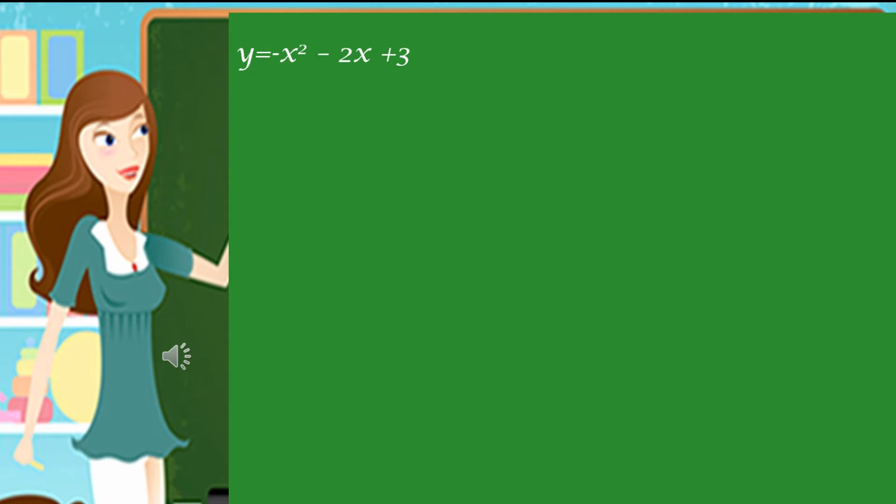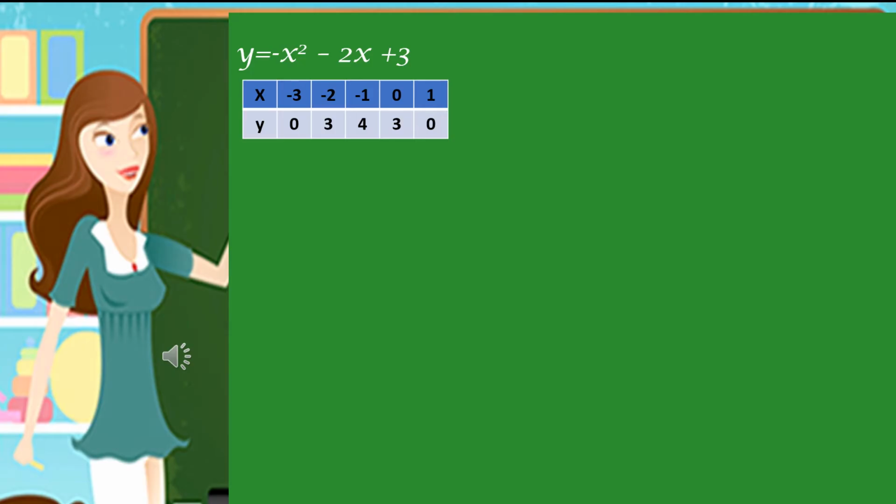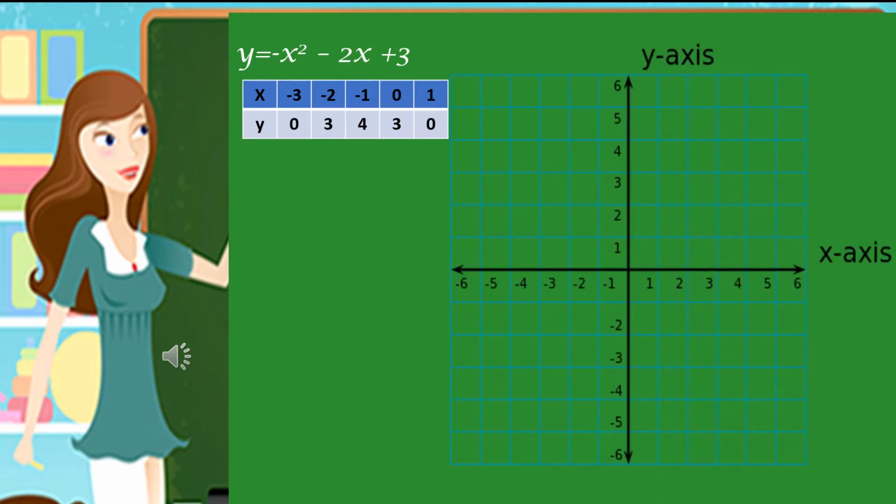After we get the table of values, we are now ready to plot the points. In plotting the points we use the Cartesian plane. First point is negative 3, 0, next we have negative 2, 3, then negative 1, 4, 0, 3 and 1, 0, then connect the points to form parabola.